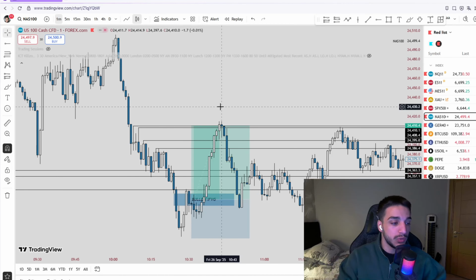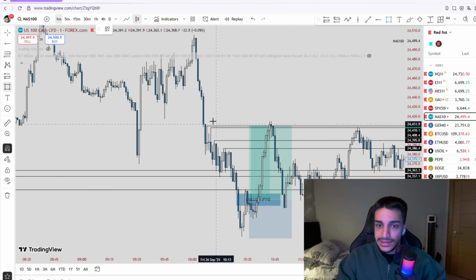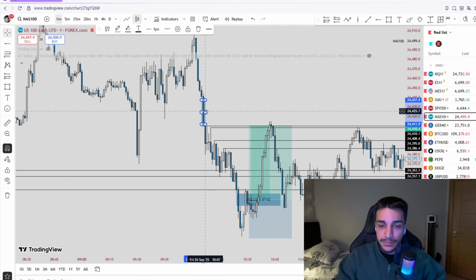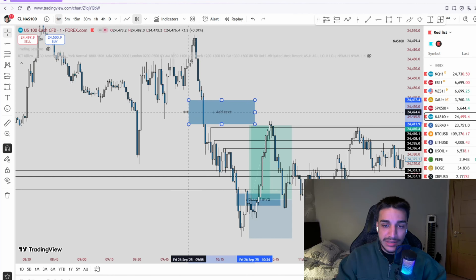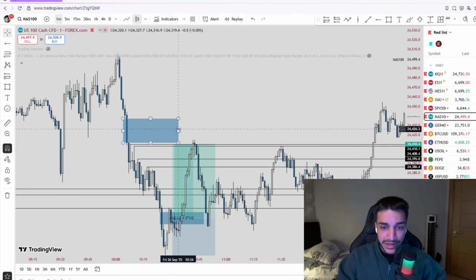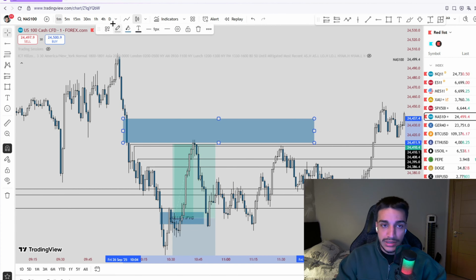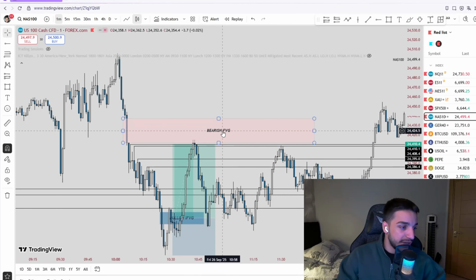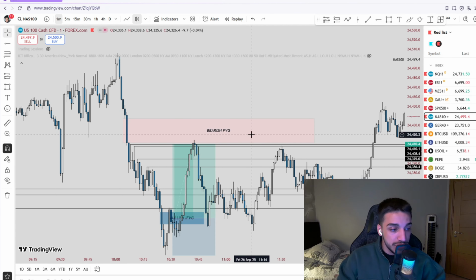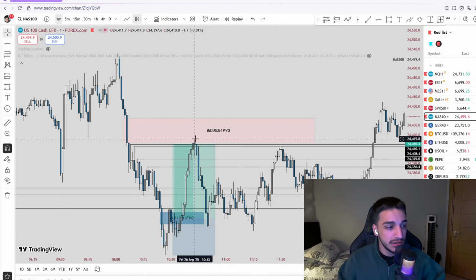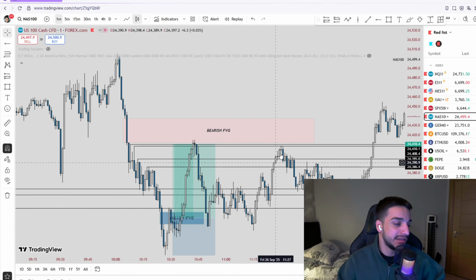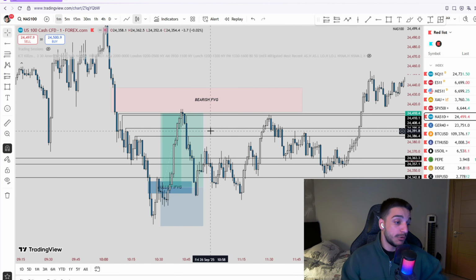And also, we have one more reason. This was also in a support area. This was an area of interest. And also, this is a bearish fair value gap. And let's mark this. And as you guys can see, as soon as price touched that bearish fair value gap, we started to go lower. I mean, a little, all right? But we already took our profit.